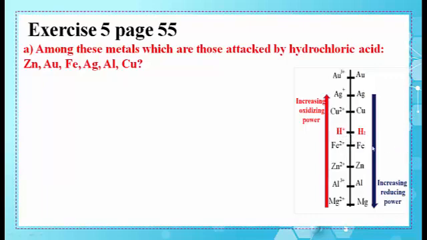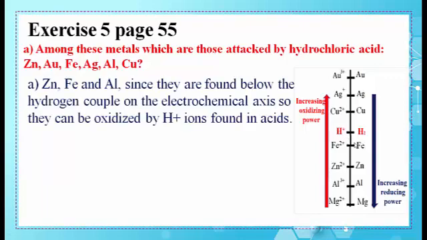All the metals that have a greater reducing power than H2 can react with H+ according to the gamma rule. Then the metals that can react with H+, with acid, are Zn, Fe, and Al, since they are found below the hydrogen couple on the electrochemical axis, so they can be oxidized by H+ ions found in acids.